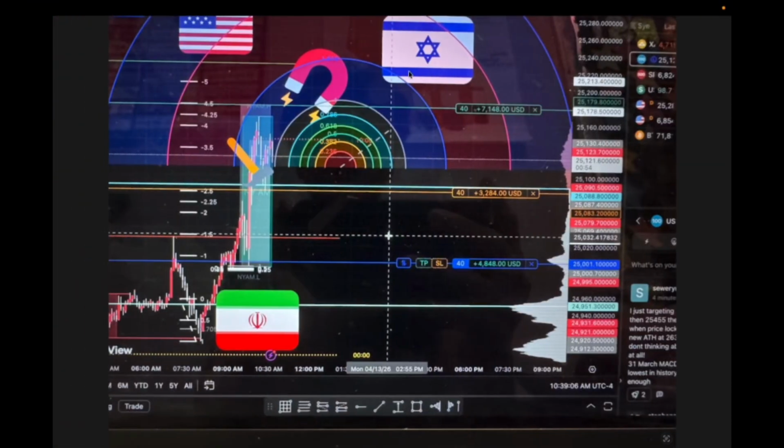So let's dissect this trade breakdown real quick. The Israelis and the U.S. are going against Iran. They're 1v1ing. So the Iranians are gonna bomb themselves, causing this to go up, and the circles magnetize price to go up, because the Israelis are controlling it. That's all I can say.